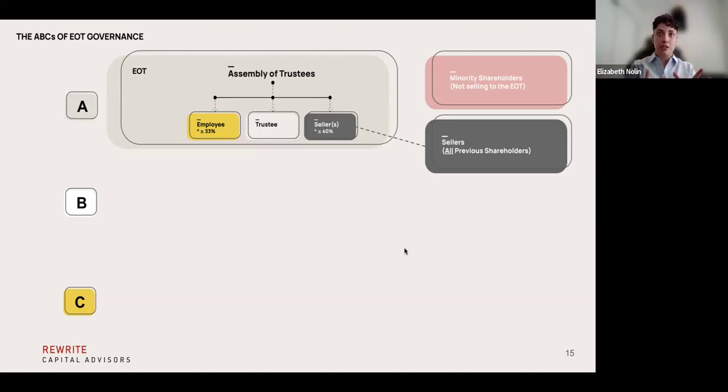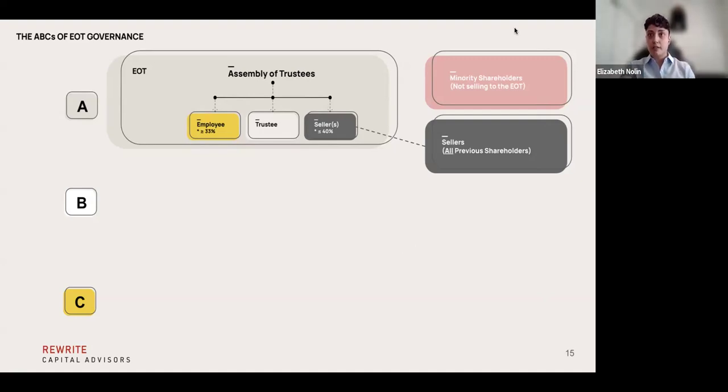What is going to be best for your company is really something that we need to iron out during the transaction to make sure that we're leveraging the strengths that already exist and maybe even filling some gaps in decision making in how you currently operate to make sure that your EOT is really set up for success.